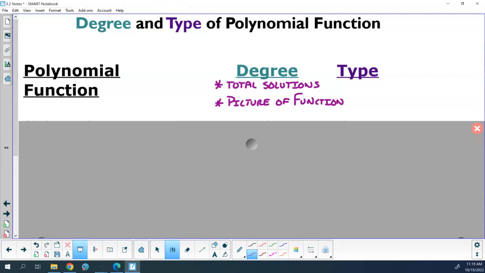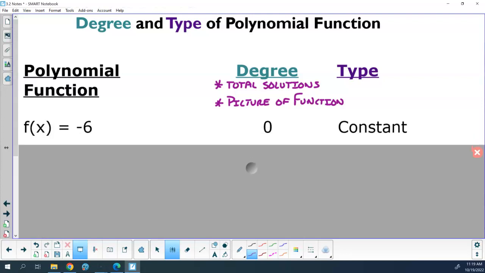So I'm going to give you a polynomial function. I'm going to tell you what the degree of that polynomial function is, and then I'm going to tell you the name of that polynomial function, or the type of that. And then I'm going to show you a picture of it too. Okay? So, for instance, f of x equals -6 has a degree of 0, and we call that a constant function. And that function is horizontal.